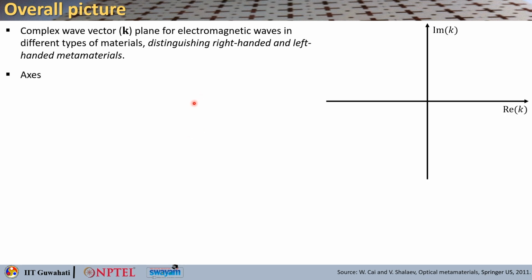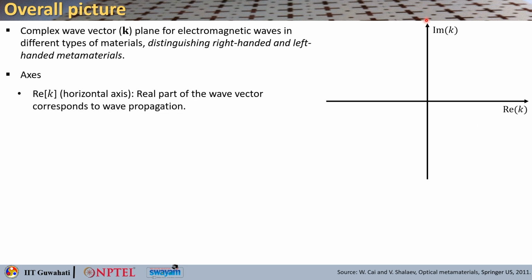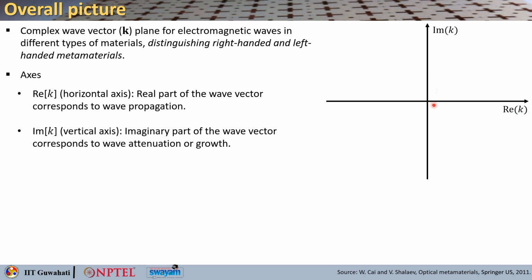Let us first look into the complex wave vector plane. Here this is the complex wave vector for electromagnetic waves in different types of materials, so we will be distinguishing the right handed and the left handed materials. We have plotted two axes. The real part of k is on the horizontal axis, that is the real part of the wave vector that corresponds to wave propagation. The imaginary part of k is on the vertical axis, that corresponds to wave attenuation if it is positive, and if it is negative, it gives you growth.